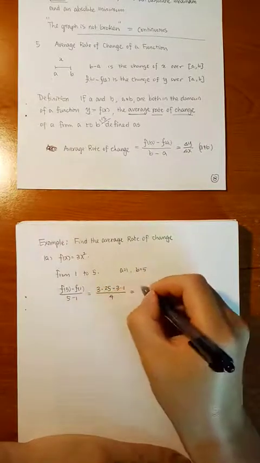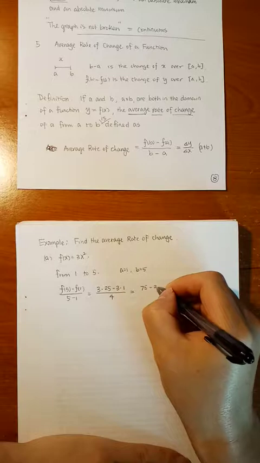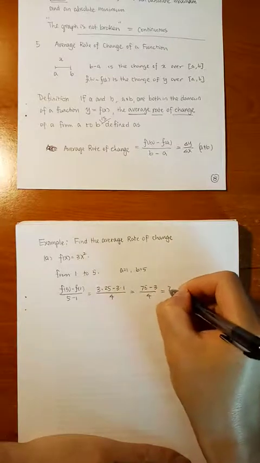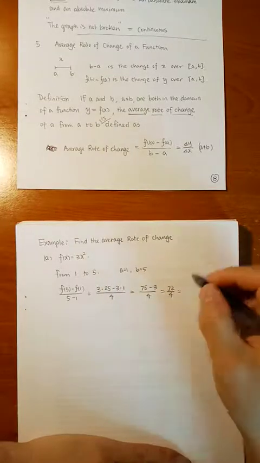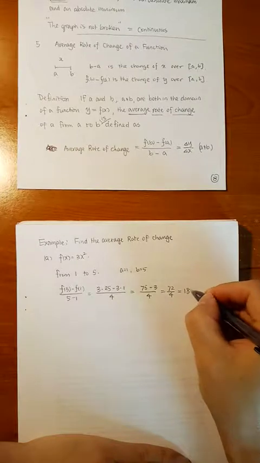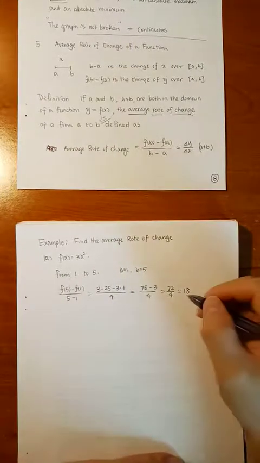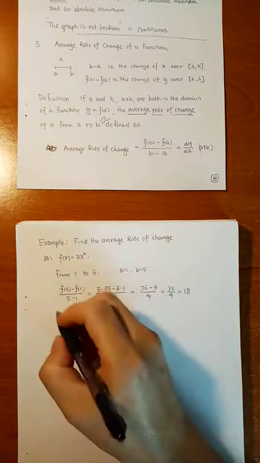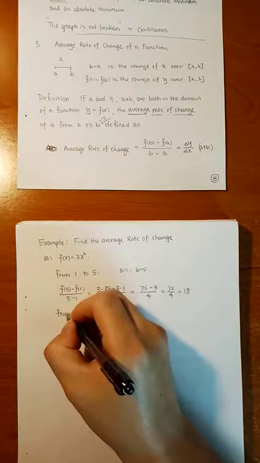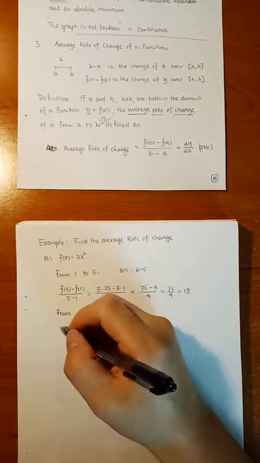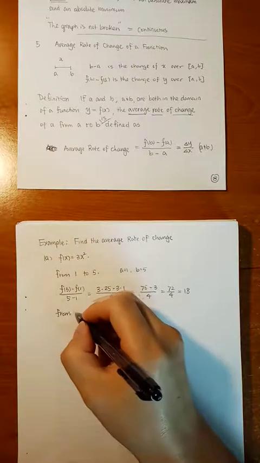3 times 25 is 75. 3 times 1 is 3. So it's 72 over 4. What's this? It's 18. So the rate of change is 18. From 1 to 3, let's check.